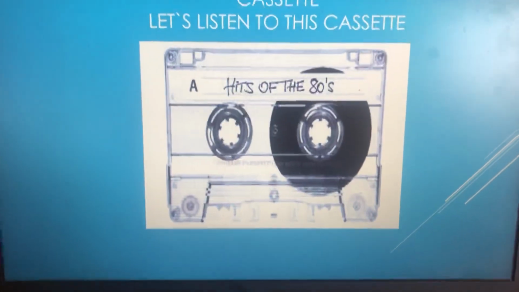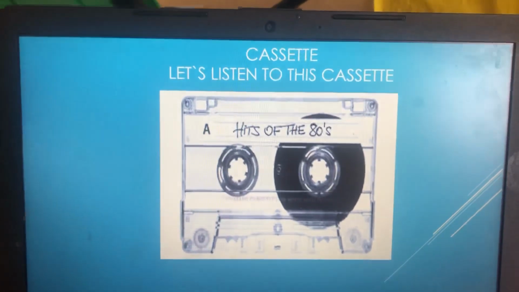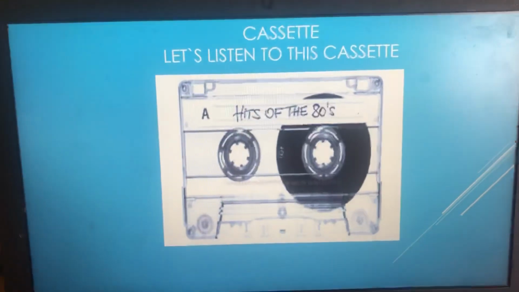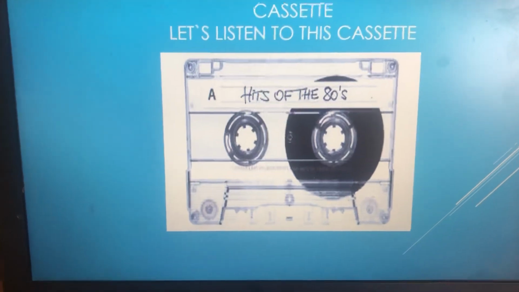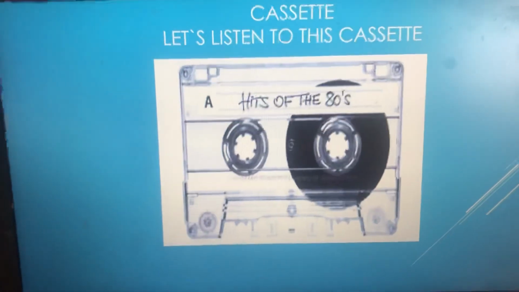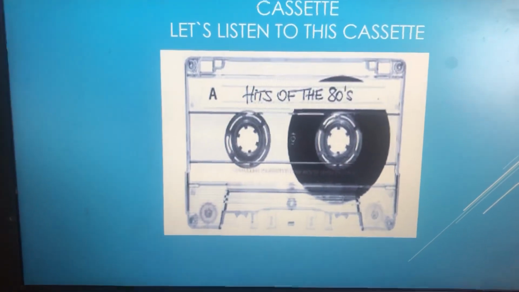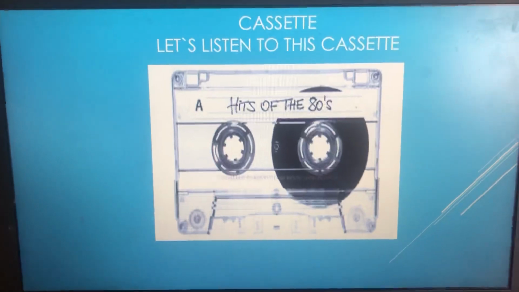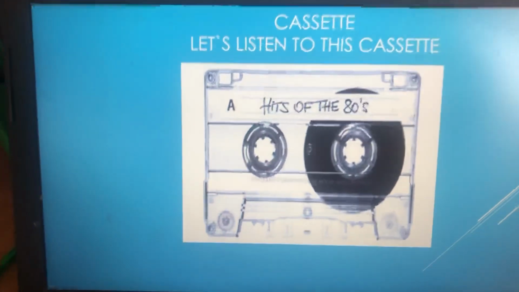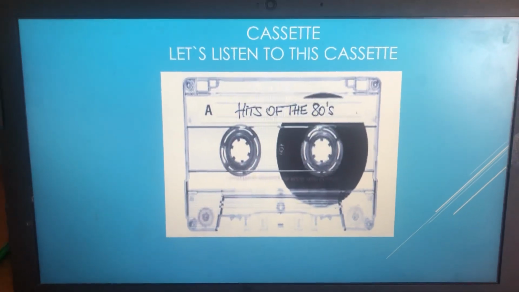Now let's go with sentence number 7. Let's listen to this cassette. I think most of you don't even know this kind of thing, but with this kind of thing we used to listen to music. All the artists in the past, they used to sell their music on cassettes. So guys, please repeat cassette.